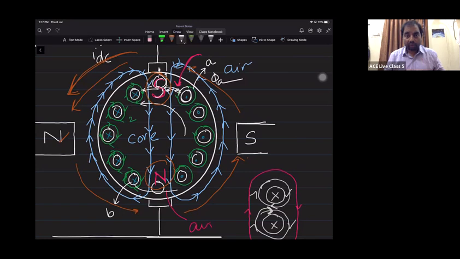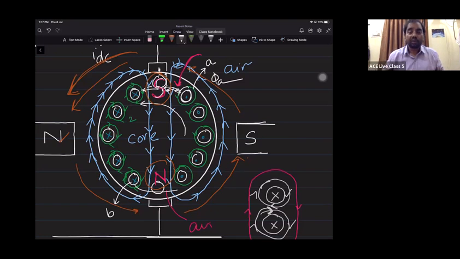Here also, if I want to have a continuous rotation, then those attractive and repulsive forces should be continuous between the field poles and armature poles. If those forces have to be continuous, this north pole should always see a south pole, and this north pole has to see a south pole. So it has to see a north and south continuously.